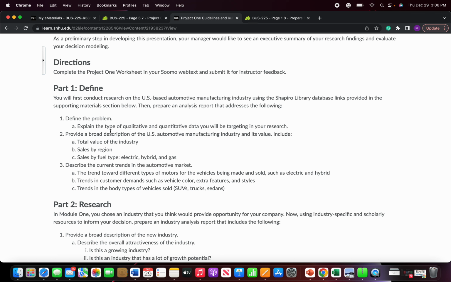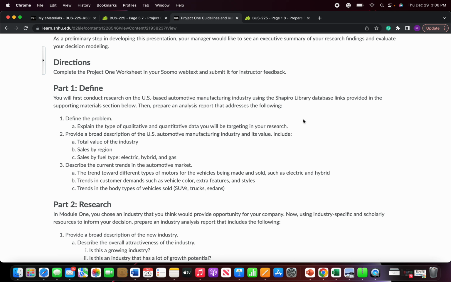So again, what we're going to do is you're going to be looking at what's happening in the automotive manufacturing industry, and this is going to be based on a lot of the trending research you do. Again, use the Shapiro Library databases links that are provided in the Sumo web text to help you. IBISWorld is one of them. MarketLine is another. But make sure that you're looking at researching trends. You're seeing what's happening as far as the industry.